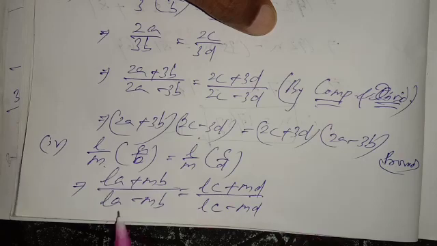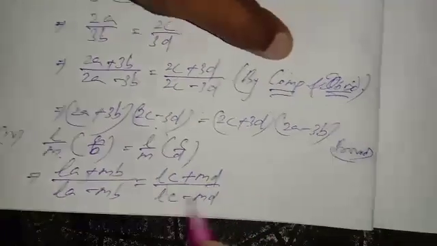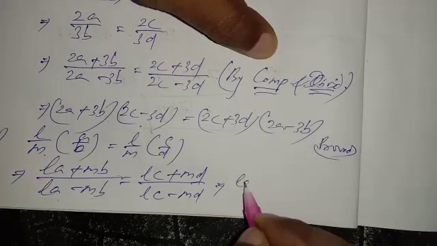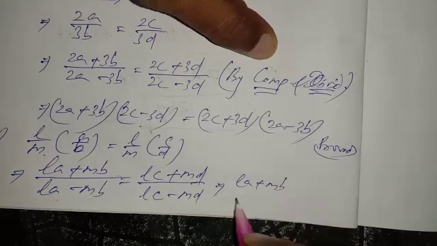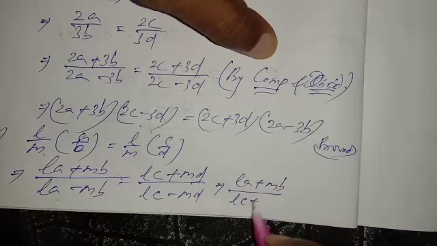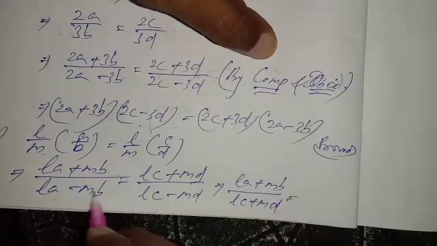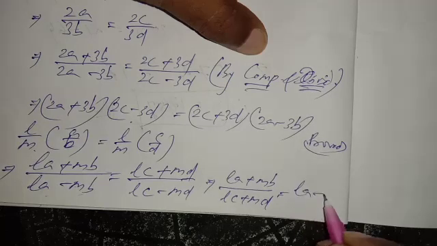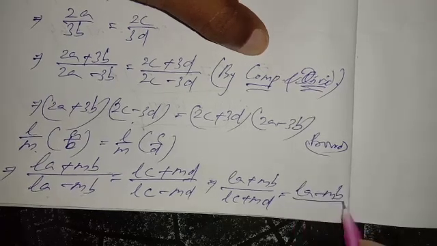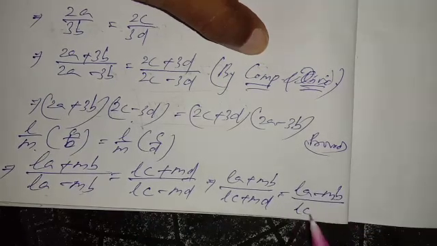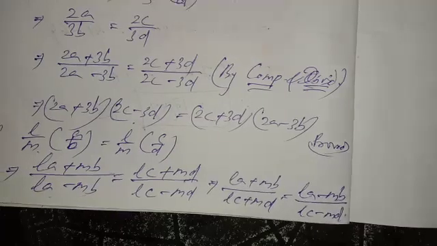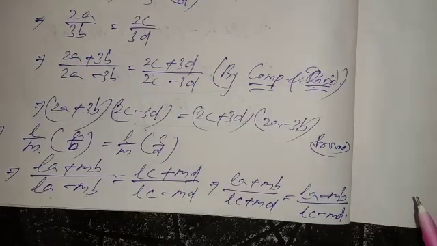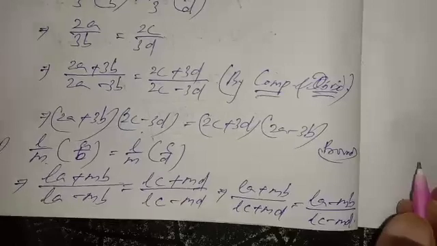Again by alternando this can be changed. So this implies (la plus mb) by (lc plus md) is equal to, by alternando this corner can be changed, this (la minus mb) will come here by (lc minus md). In this way, question number 1, all the 4 parts completed.